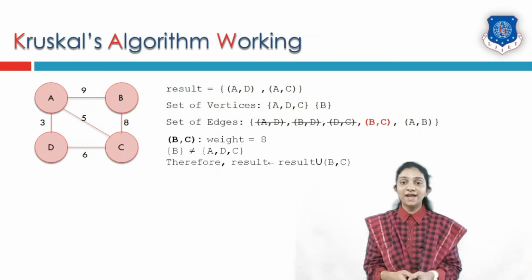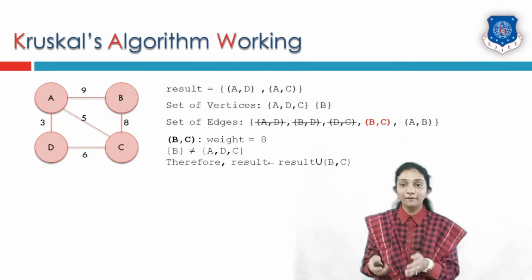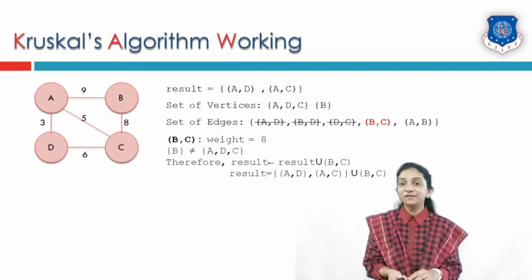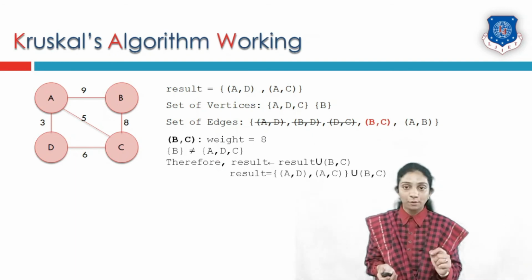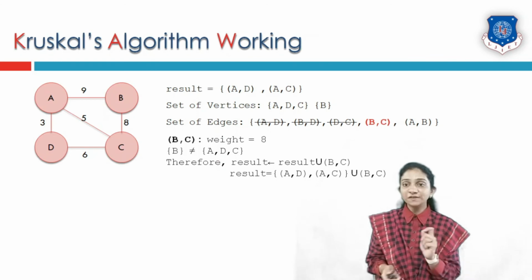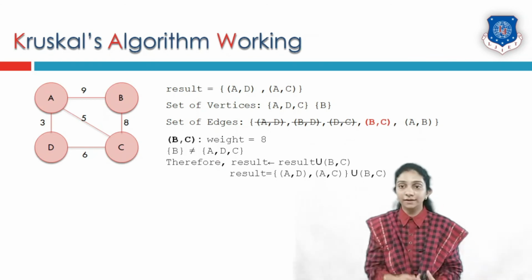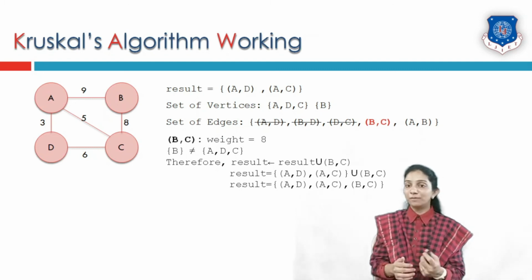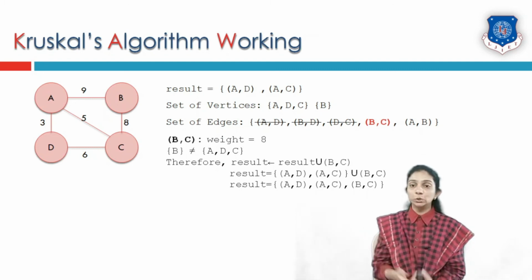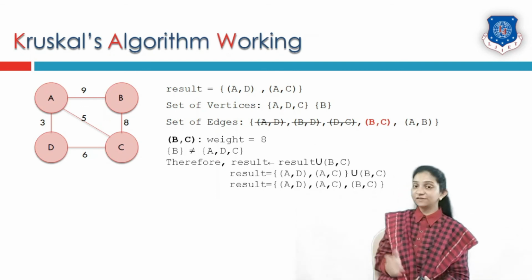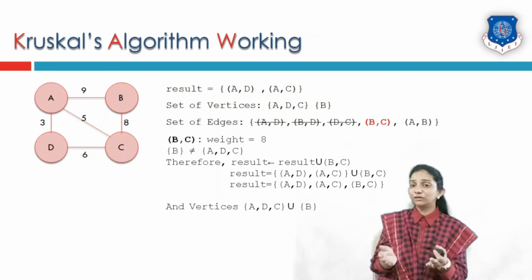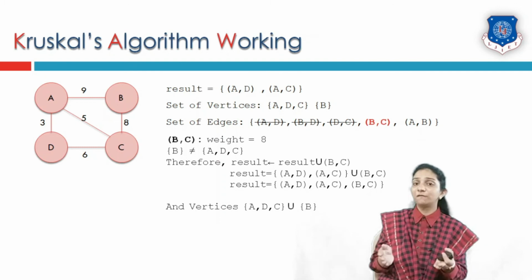Therefore we have to take the union of the edge with the result set. My current result set has two edges, A comma D and A comma C, which is taken union with my current edge, that is B comma C. Now my result set contains in total 3 edges: A comma D, A comma C and B comma C. Now we also have to take the set union of vertices.